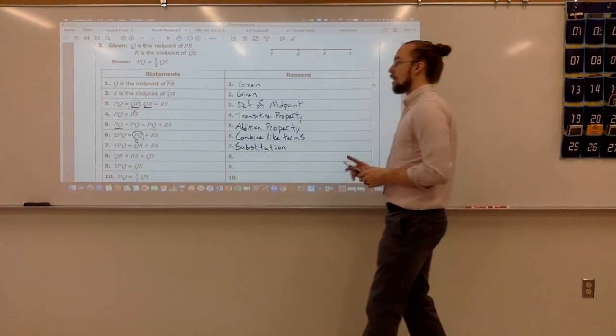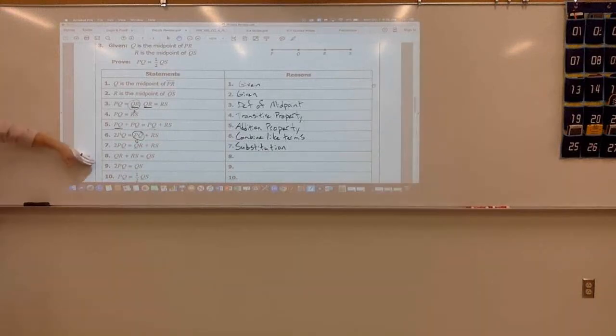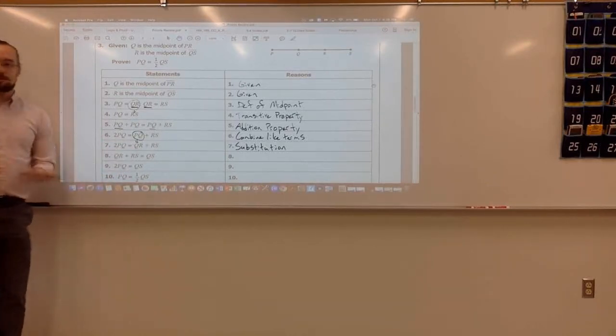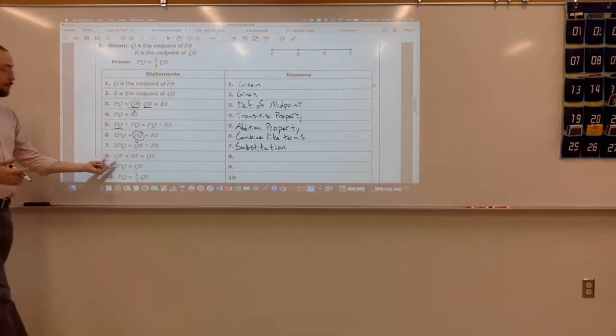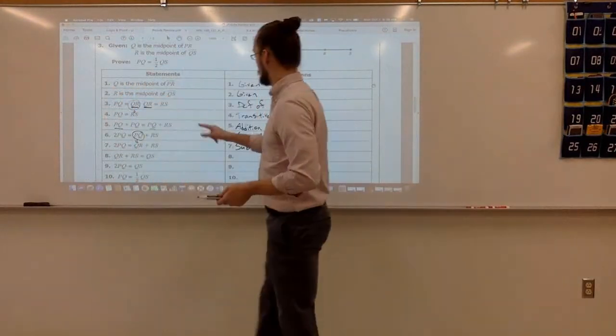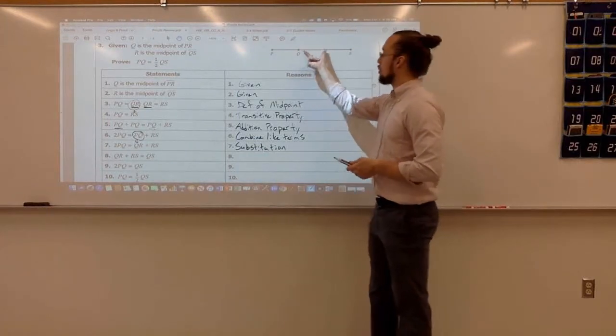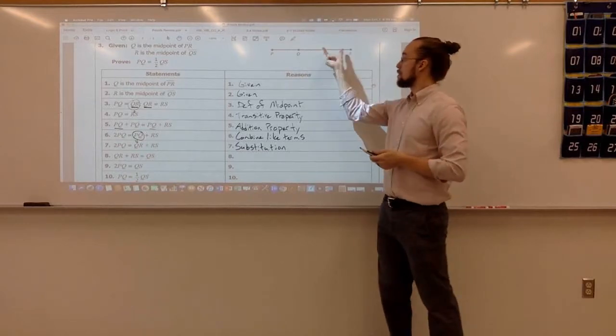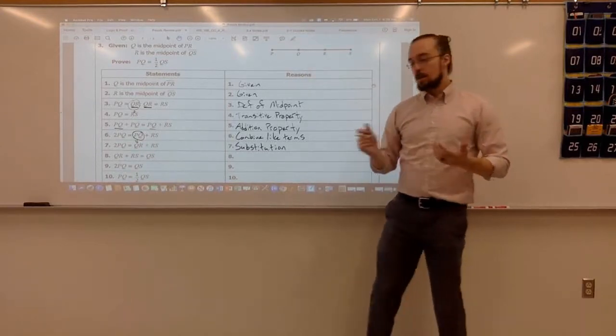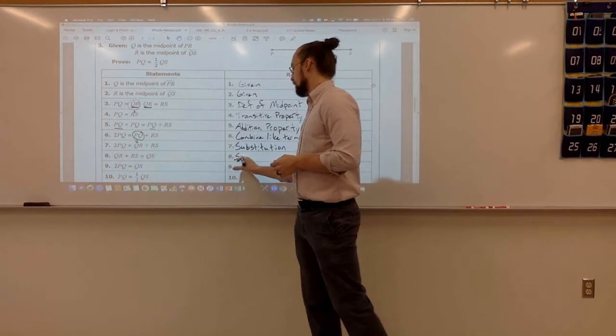Now I think the next one might be the trickiest one on here, because it doesn't necessarily follow from what we've done before, right? If I try to substitute things in or look for missing pieces, this doesn't really follow from what we've already done. But if I look at the diagram, it's saying QR plus RS equals QS, right? So this piece plus this piece equals the whole thing. That's going to be segment addition postulate.